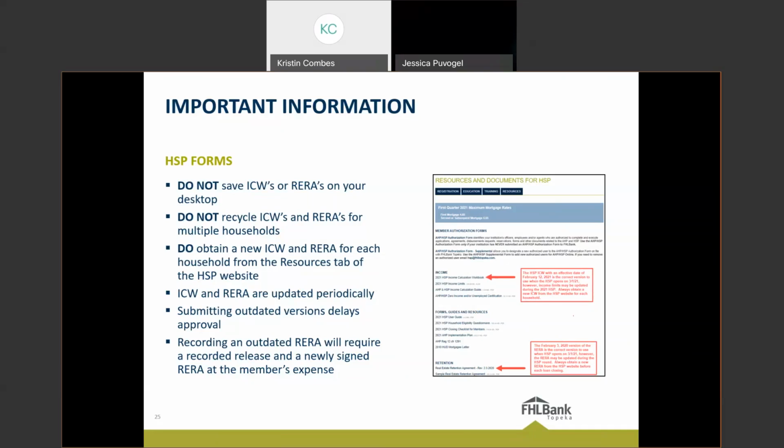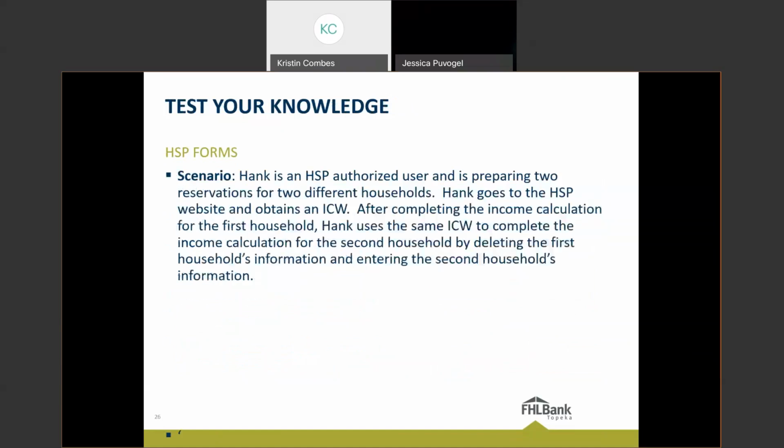Let's test your knowledge with a couple scenarios. Hank is preparing 2 reservations for 2 different households. Hank obtains an ICW from the HSP website. After completing the income calculation for the first household, Hank uses the same ICW to complete the income calculation for the second household by deleting the first household's information and entering the second household's information. Did Hank follow best practices when preparing the ICWs?